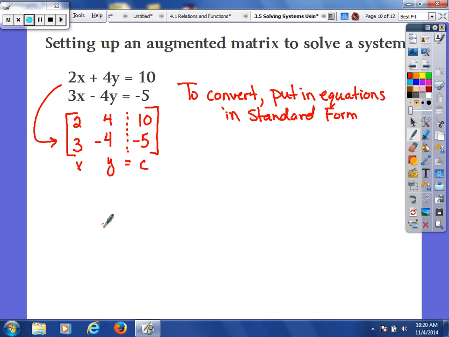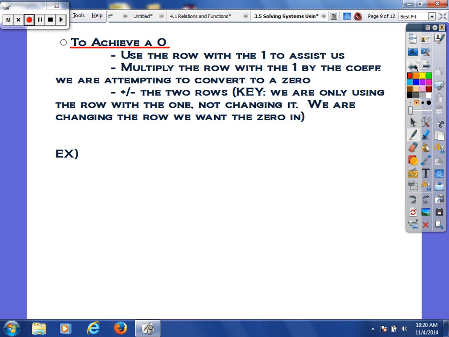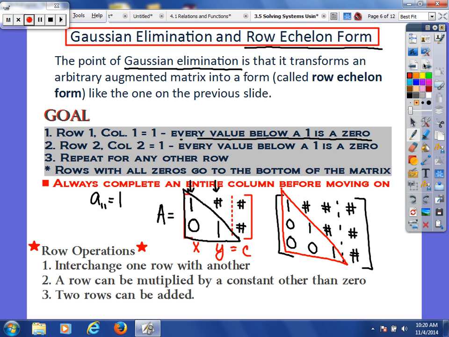Now we're going to come back to this in a little bit and actually finish it off, but I wanted to show you how to convert from a system into an augmented matrix. Now if we go back to what we've been looking at, our goal is to get the 1s in the diagonal and 0s below. And so we go, well, how do I end up doing that? Well, it's through this idea of row operations.